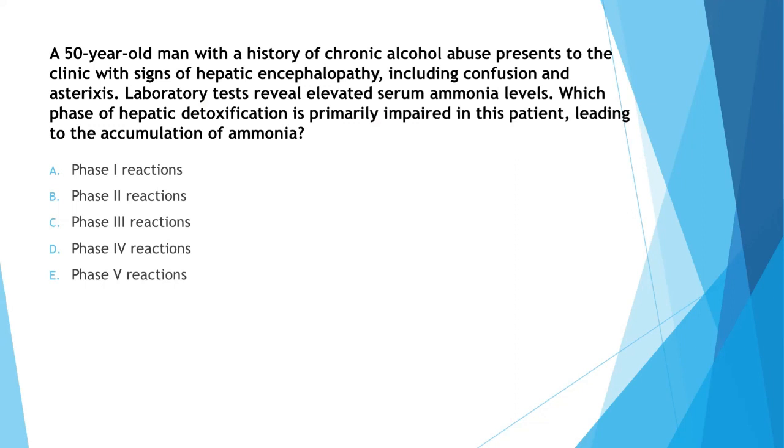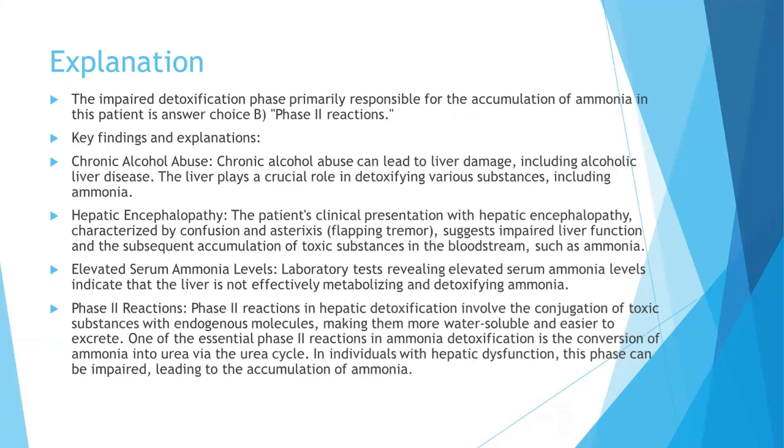Now let's talk about the phase reactions of detoxification. So the answer is that the impaired detoxification phase, primarily responsible for the accumulation of ammonia in this patient, is phase 2 reactions. The key finding is chronic alcohol abuse, which can lead to liver damage, including alcoholic liver disease. The liver plays a crucial role in detoxifying various substances, including ammonia.